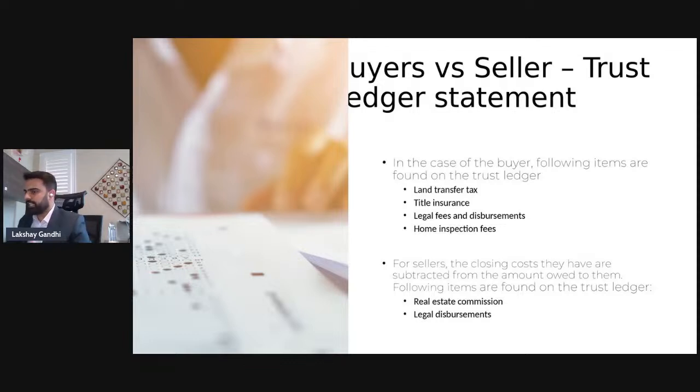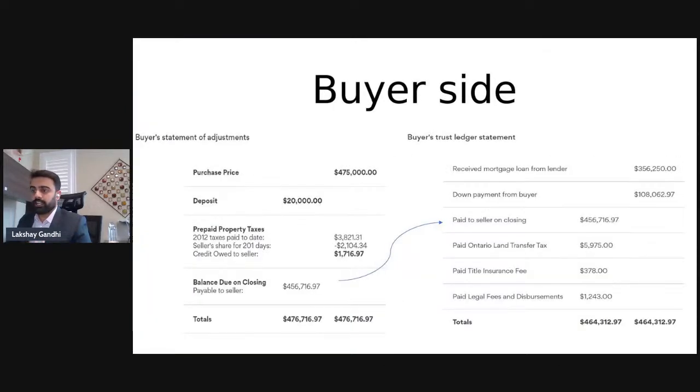So let's look at an example because that will really identify. Let's go to the next slide and look at the buyer side of the trust ledger. Just like I mentioned, whenever it's closing time, you need to have two documents. One is the statement of adjustments, and the second one is the trust ledger.